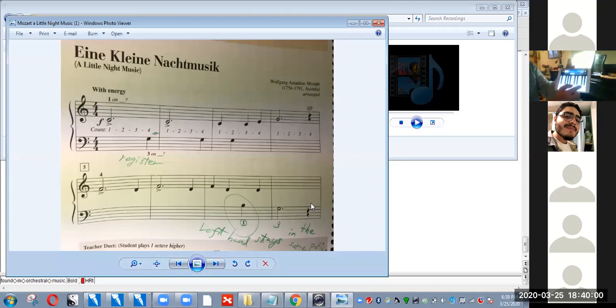Lower A note. You are playing this high A note. Lower, this way, left. Lower A, lower than that. Lower A note, please. You got it. Yeah, that note. You need to play it. That's the only one note that you missed.